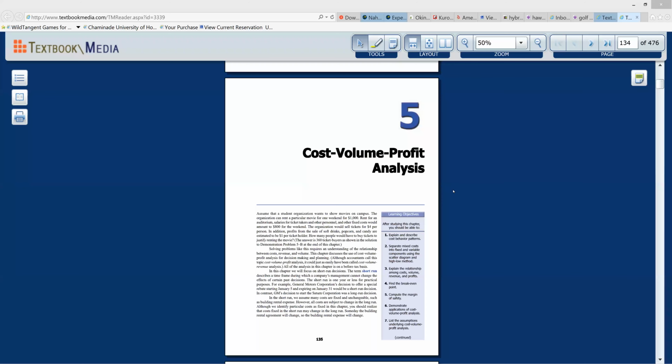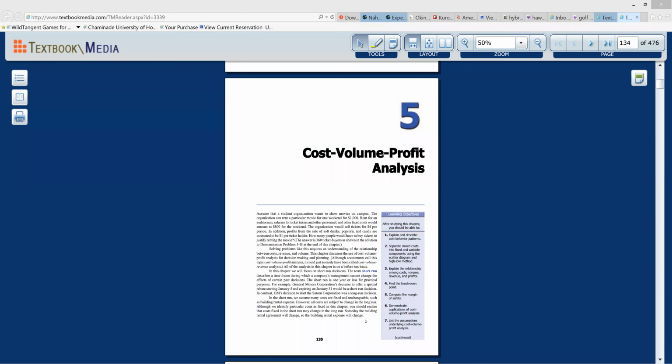Aloha again, students. I'm going to be talking about Chapter 5, Cost, Volume, Profit Analysis. A more common term to use than cost, volume, profit, or CVP analysis is break-even analysis. The basic concept of break-even analysis is: what is the point at which what we sell equals our cost, so our profit is exactly zero.